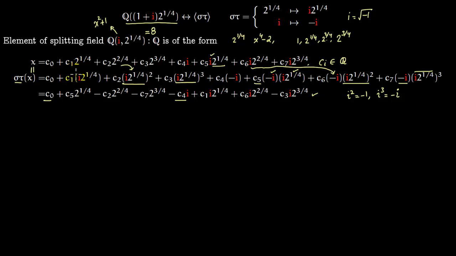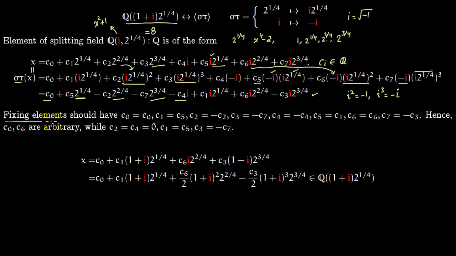For that, all the coefficients should agree because we have made sure the bases are the same. So these bases are the same: 2 3 by 4, 2 3 by 4, I 2 1 by 4, I 2 1 by 4. Again, the basis is the same. So to do this, we have to equate the coefficients. If you want to fix the elements, the coefficients should be fixed. So C0, C0.